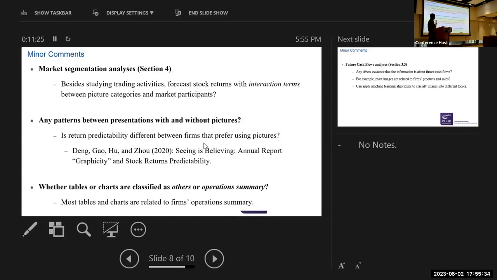And the second minor comment is not really a comment, it's just my curiosity. I'm curious whether you have found any patterns between the presentations with and without pictures.